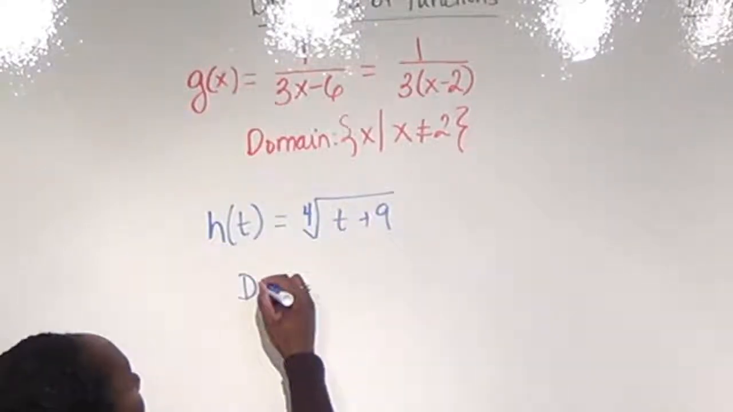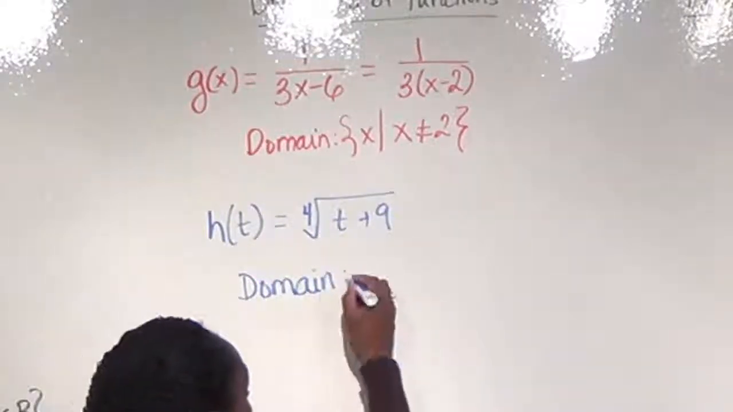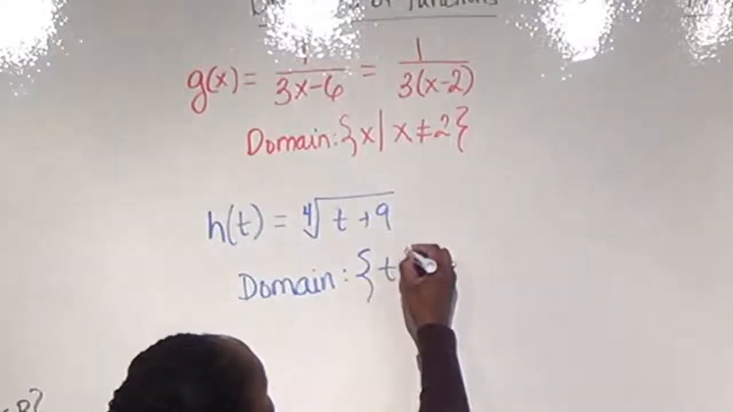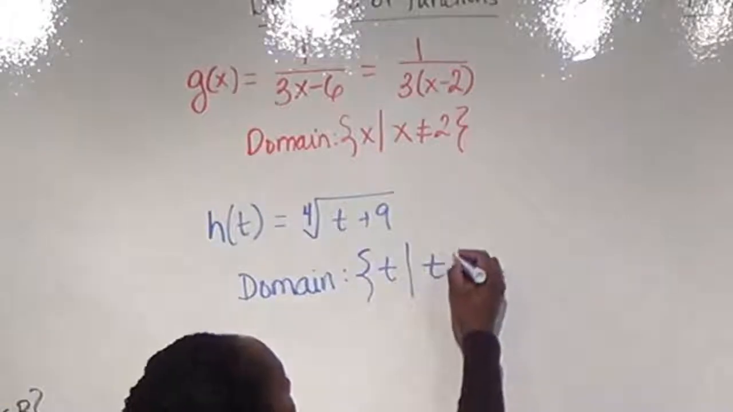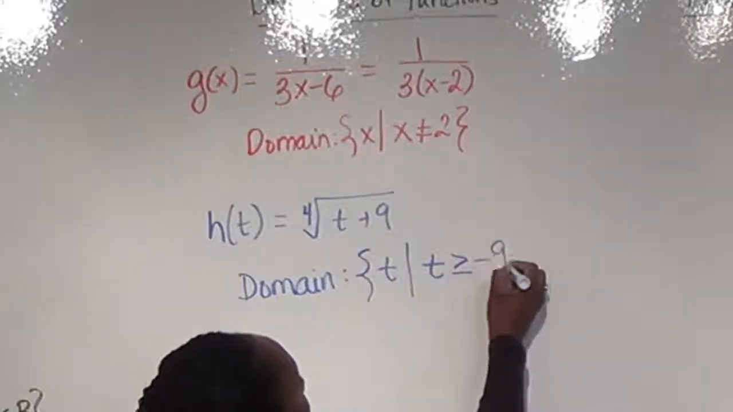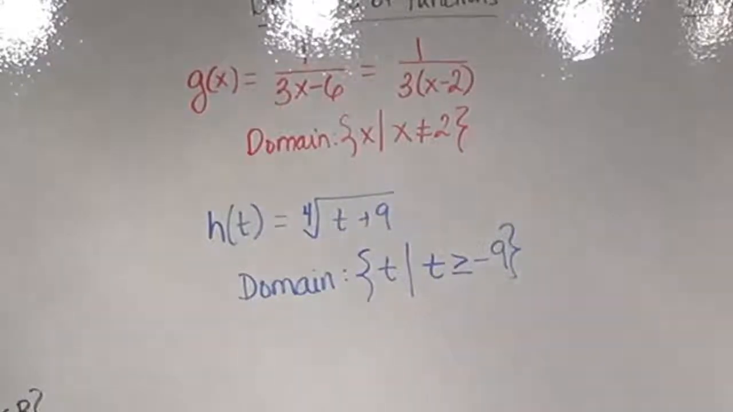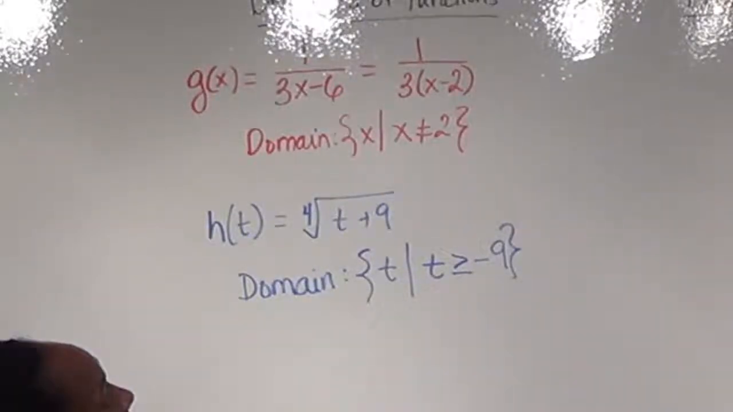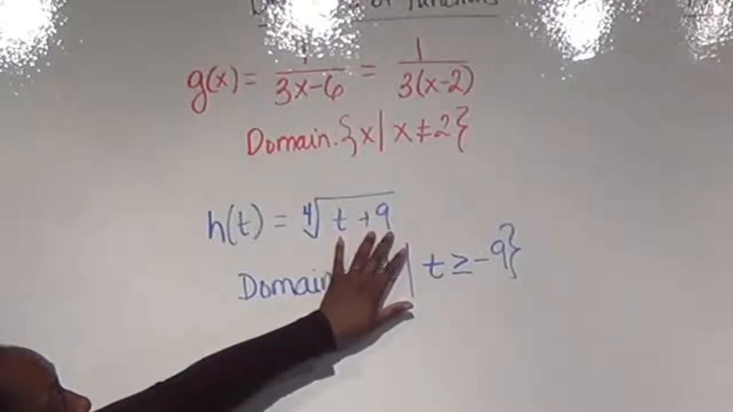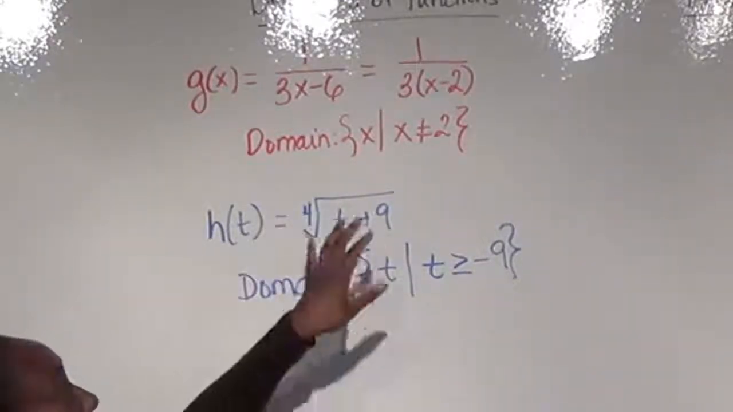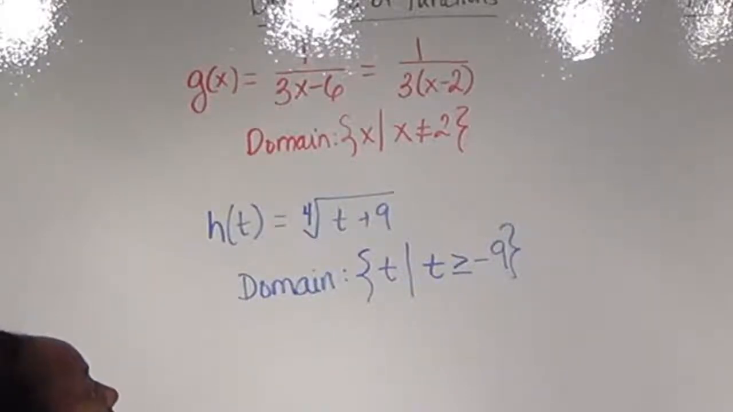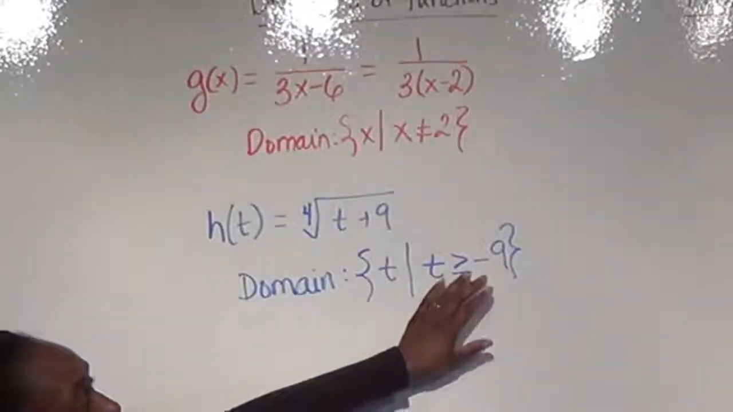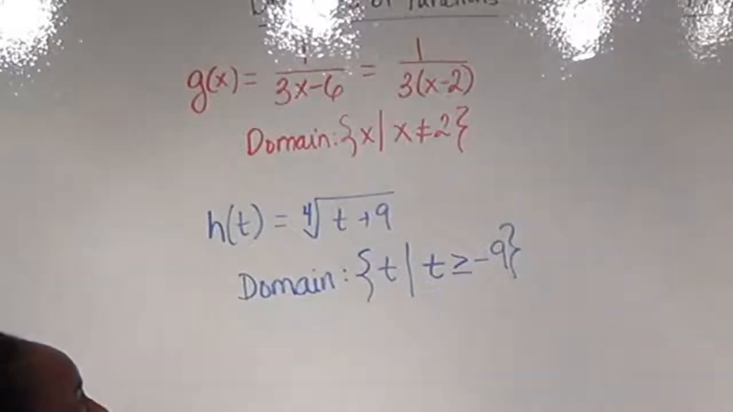So for this one, we can see that my domain is going to be the set of all t, such that t has to be greater than or equal to negative 9. And again, we can check that. If I put in values bigger than that, so for example, if I put in 7, I can get the 4th root of 16, which just gives me 2. If I try values that are not in this range, so something like negative 10, I see I get the 4th root of negative 1, which is undefined. Okay.